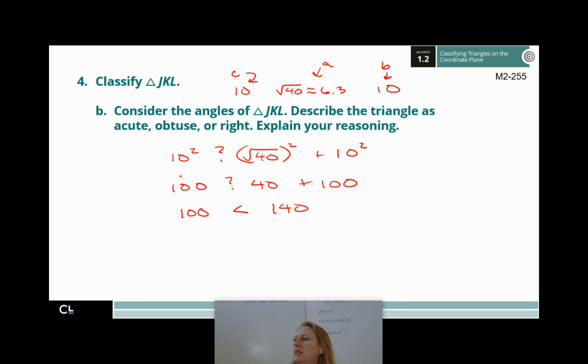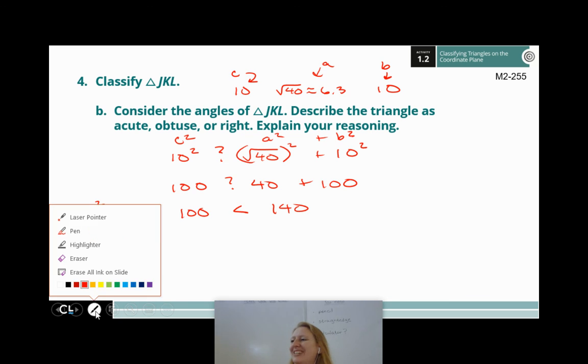Oh, my c squared, a squared plus b squared, my c squared is too small. So what did we say earlier about that? I believe that means it's smaller than a right angle. It's an acute angle, right?